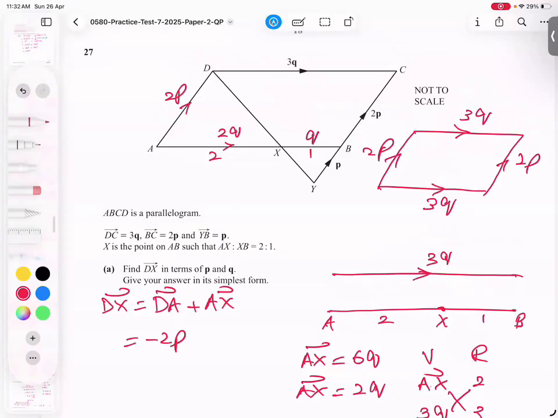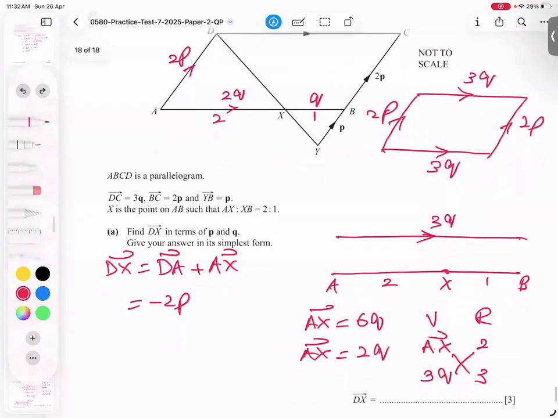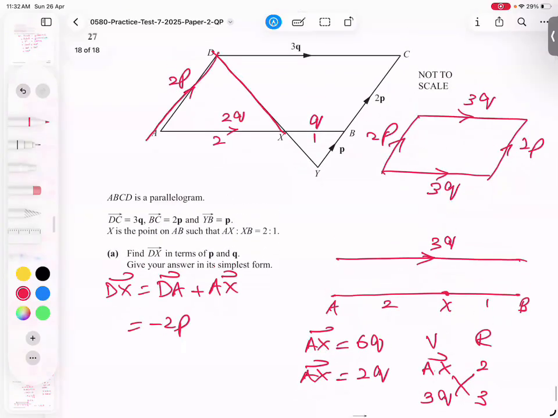And the ratio is 1, but the vector is this one given. So he is asking D to X, so D to A to X. We can finish our question. And AX I got just now, 2q. So it's done. Alhamdulillah Rabbil Alameen.